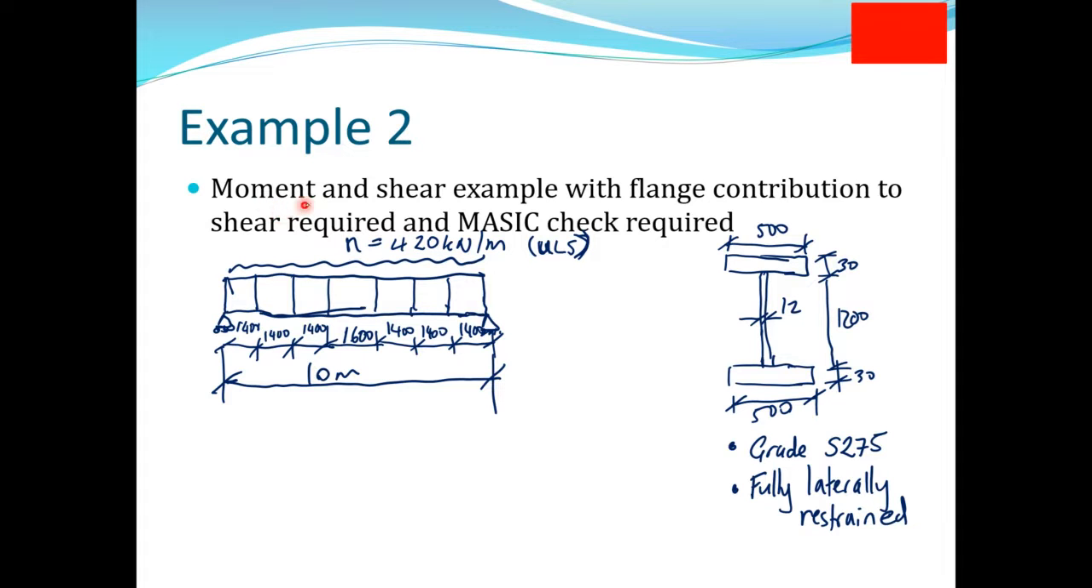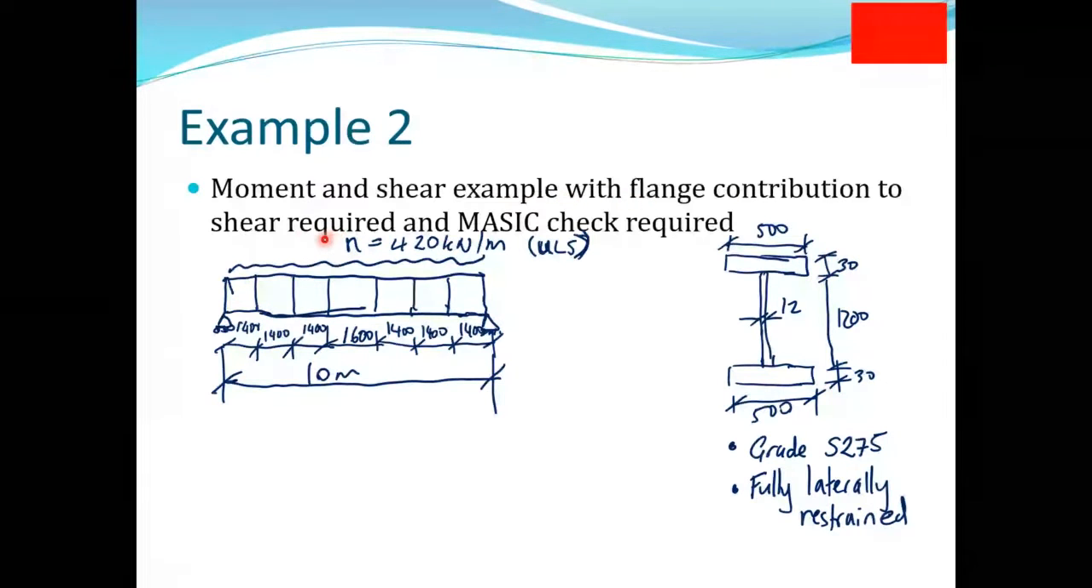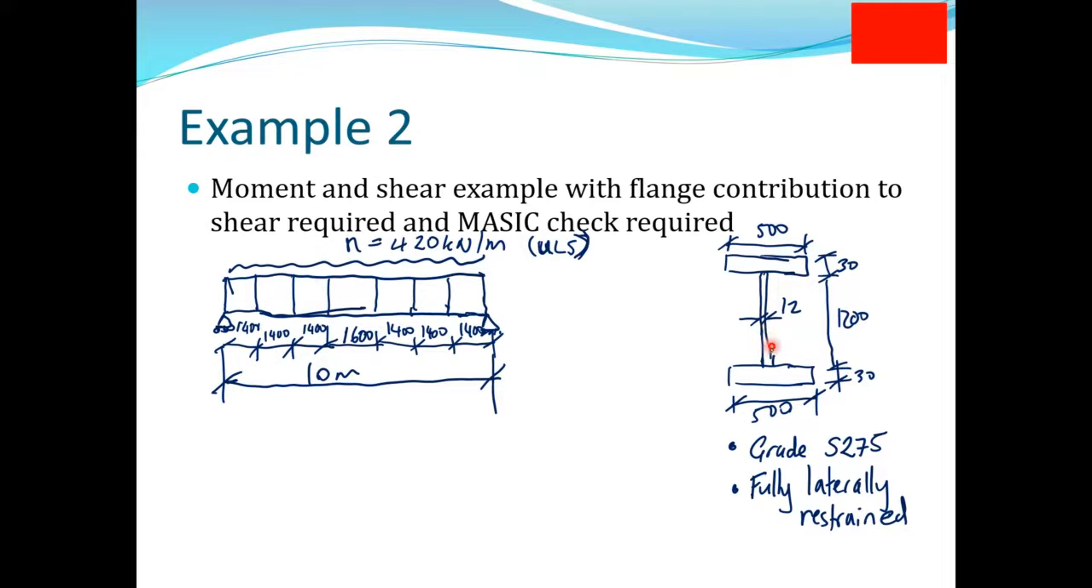So in this case, this is a moment and shear example where the flange has to contribute to the shear requirements. If we remember from example 1, when we checked shear, we just had to use the web. The web alone had enough capacity to withstand the shear, and we didn't have to worry about the flanges. So the flanges could be just used for bending, and didn't have to carry any of the shear force. Whereas in this example, the flange is going to have to do some work in resisting the shear force, and we also have to do the moment shear interaction check. So that's the subtle difference in this one.